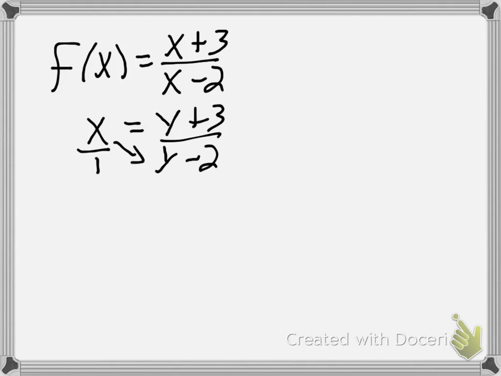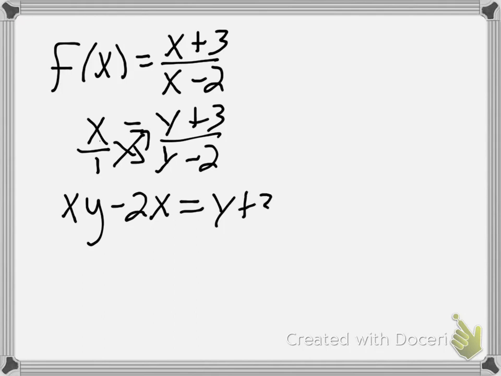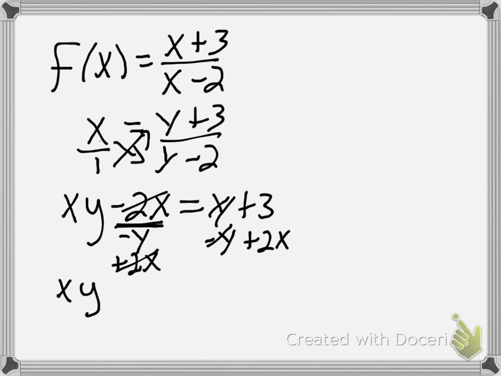If I multiply these two together first, I get xy, and then x times negative 2 is negative 2x, and then I cross multiply these two, so that becomes y plus 3. Now I have to get this into y equals. For one, I'm going to have to get the y's on the same side, so I'm going to move this one over. And I'm going to have to get rid of this negative 2x term, so I'm also going to add 2x to both sides, doing both of those at the same time. The 2x's cancel, these y's cancel, and I get xy minus y is equal to 2x plus 3.